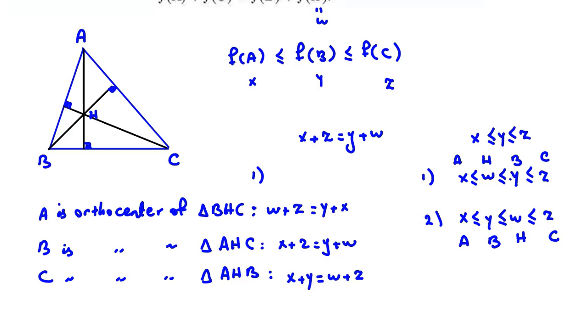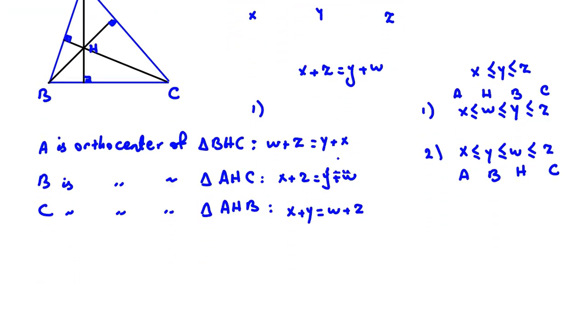Okay, AHB, X plus Y, W plus Z. AHC, X plus Z equal to W plus Y. ABHC, W plus Z, Y plus X. Okay, now let's analyze these cases.